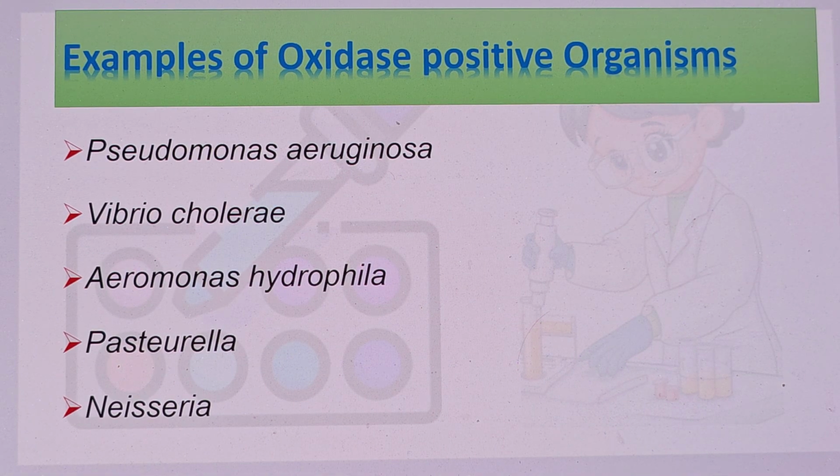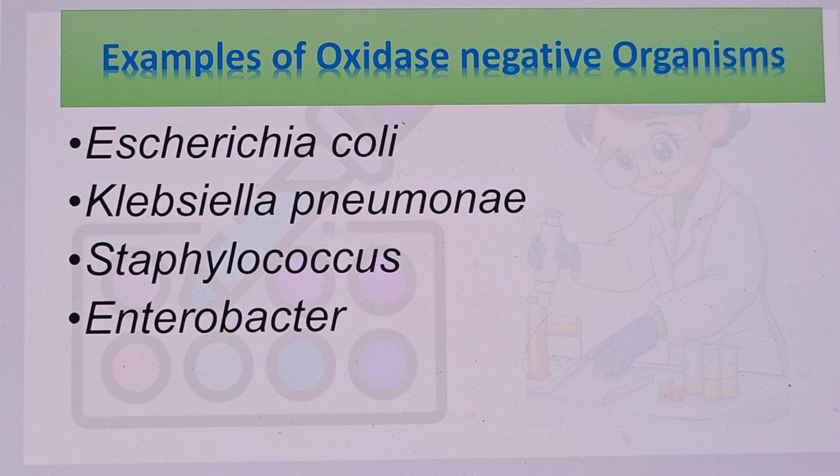Examples of oxidase positive organisms. First, Pseudomonas aeruginosa, Vibrio cholerae, Aeromonas hydrophila, Pasteurella, and Neisseria. Examples of oxidase negative organisms: first, Escherichia coli, Klebsiella pneumoniae, Staphylococcus, Enterobacter.